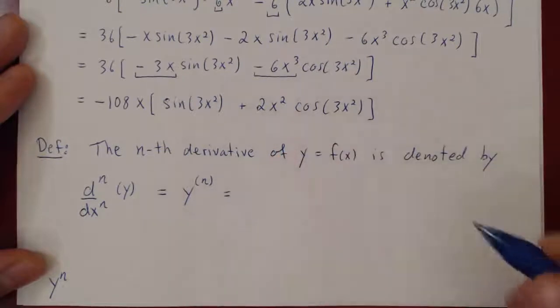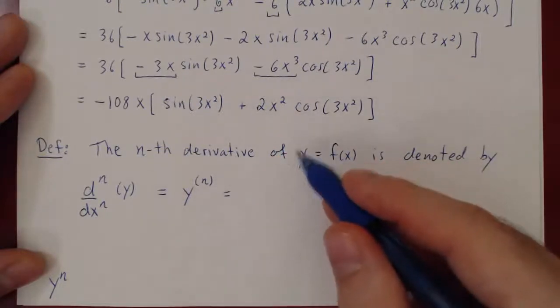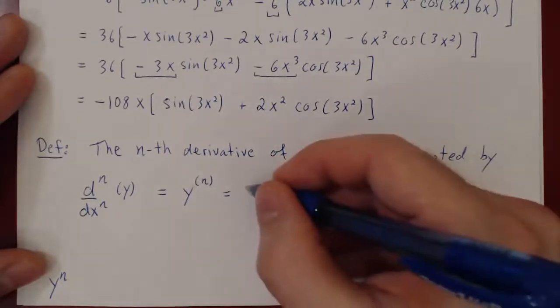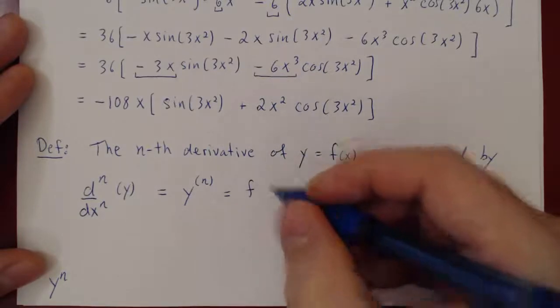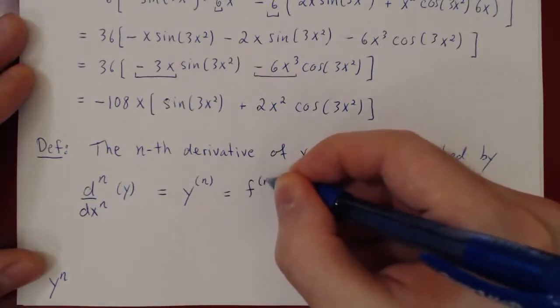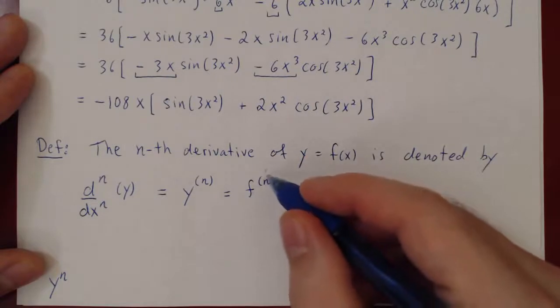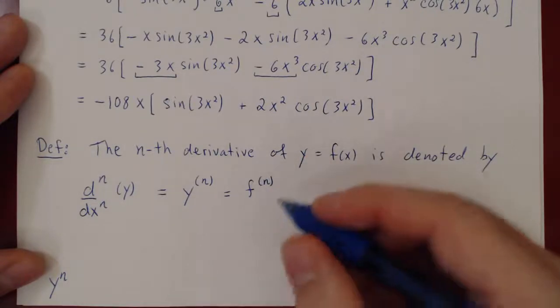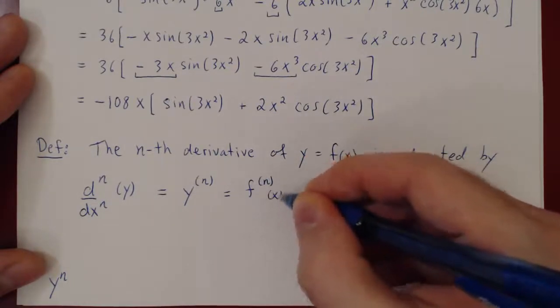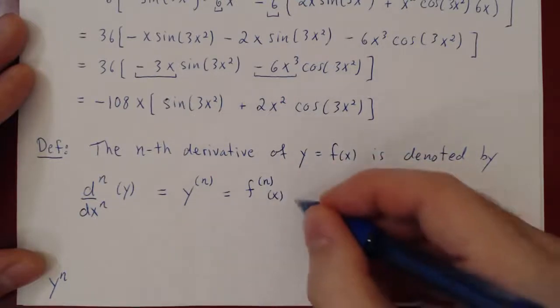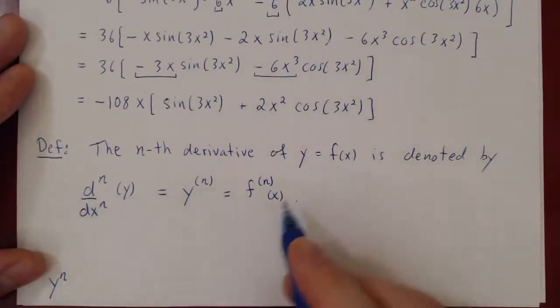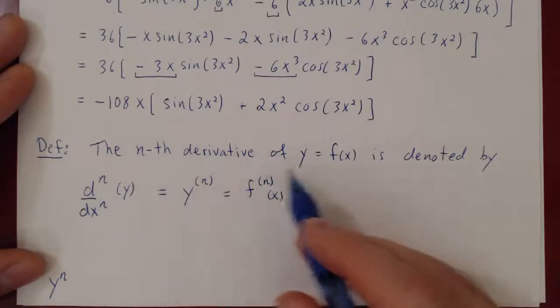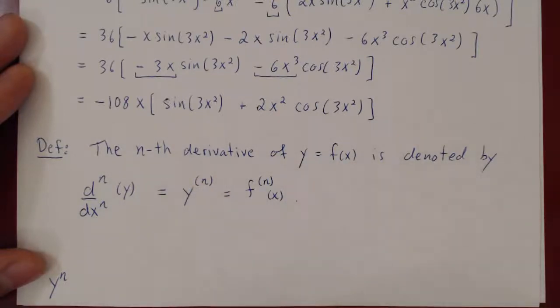You can also write, replacing y by f of x, f, open the bracket, n in the exponent, which means differentiate the function f at x n times. So 3 different ways of writing the nth derivative of the function y equals f of x.